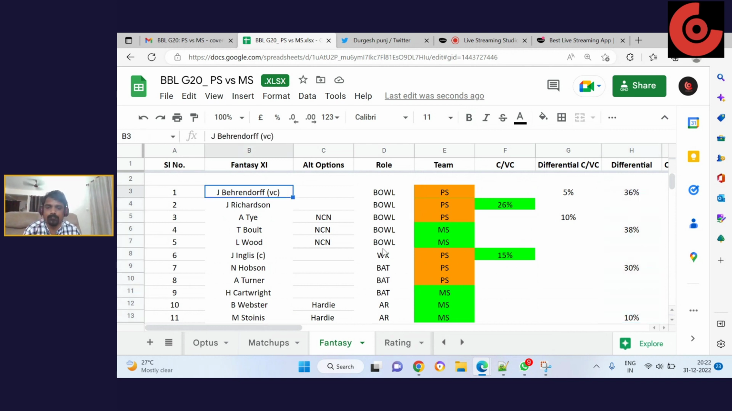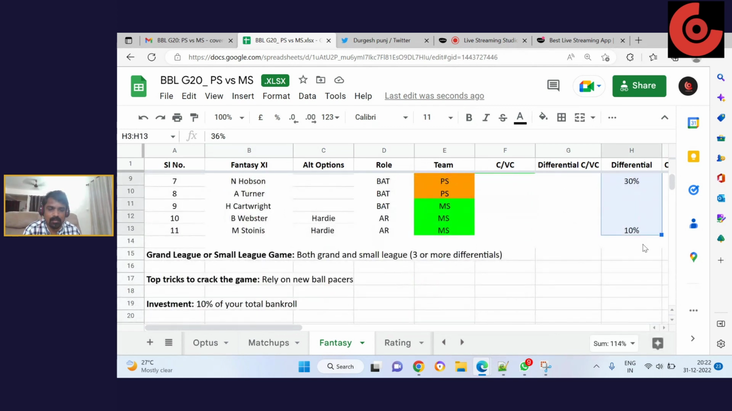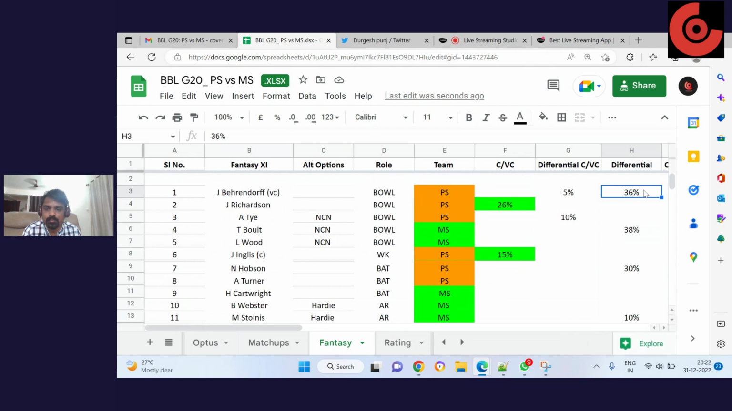So I've shown you how to create multiple teams. This is the differential section that I was talking about. Jason Behrendorff was owned by only 33 percent of managers. These things continue to surprise me. How would you not have Jason Behrendorff at Optus? So that's something that we have had.